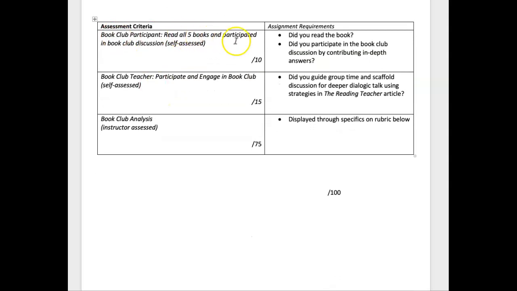Okay, so the assessment will be basically, actually I'm going to go right here to this. Basically, you're going to read all 5 books and participate in the book club. This will be self-assessed. So if you're like, yeah, I read all the books and I participated to the best of my ability, then you give yourself an according mark. Book club teacher: did you guide group talk and scaffold discussion for deeper dialogic talk using strategies in the reader teach articles? So if you didn't even read it and you just sloughed your way through, don't give yourself a very good grade out of 15. So really think about that self-assessment.